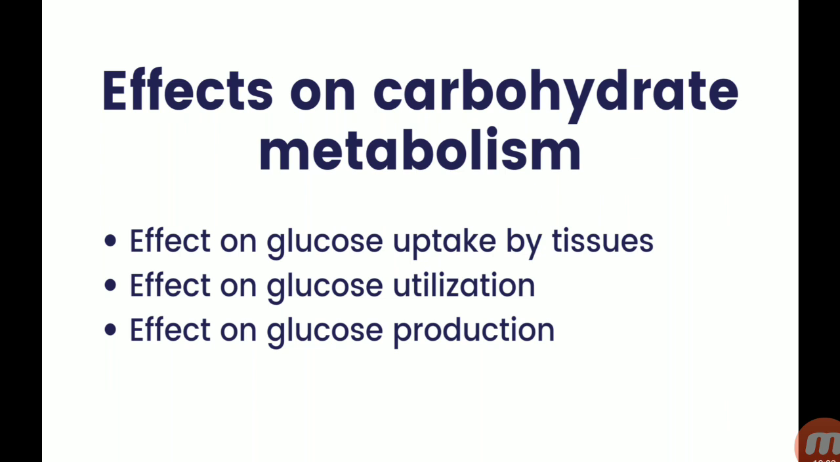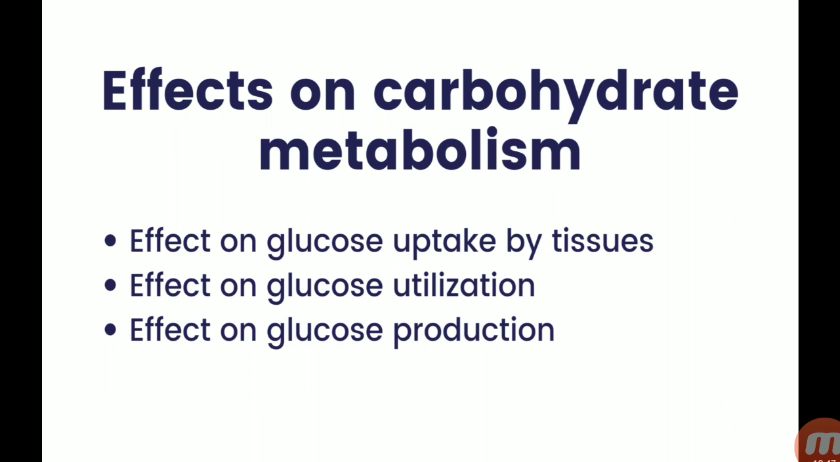Now on glucose utilization, insulin increases glycolysis in muscle and liver. The activity of certain key enzymes of glycolysis, namely glucokinase, phosphofructokinase, and pyruvate kinase, is increased by insulin. Glycogen production is enhanced by insulin by increasing the activity of glycogen synthetase. And lastly, on the effect on glucose production, insulin decreases gluconeogenesis by suppressing the enzymes pyruvate carboxylase, phosphoenolpyruvate carboxykinase, and glucose 6 phosphatase. It also inhibits glycogenolysis by inactivating the enzyme glycogen phosphorylase.